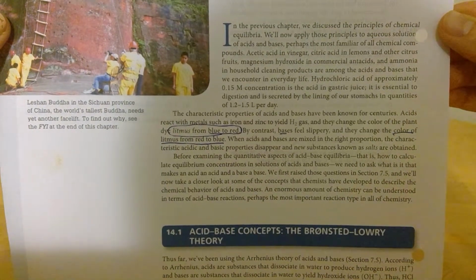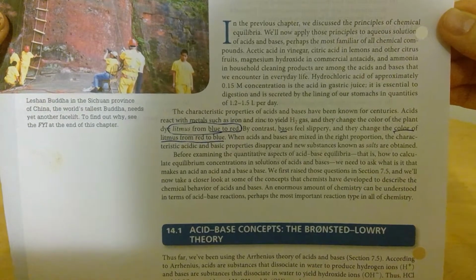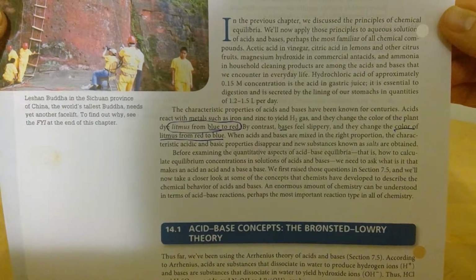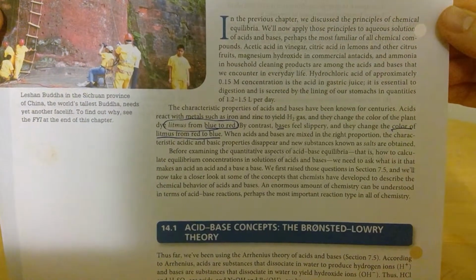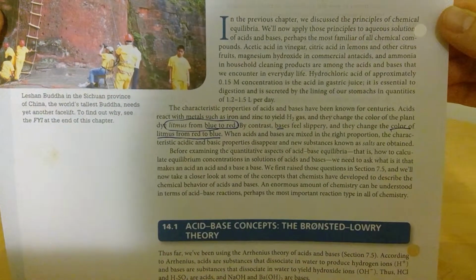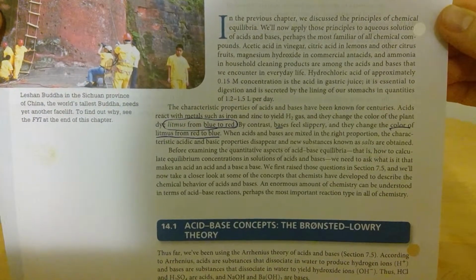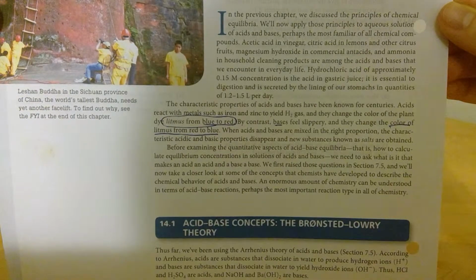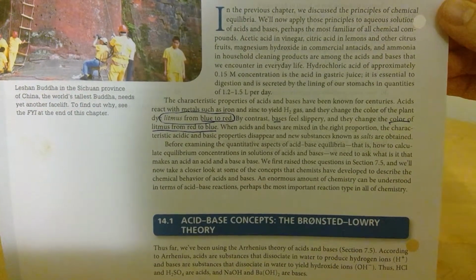The characteristic properties of acids and bases have been known for centuries. Acids react with metals such as iron and zinc to yield H2 gas, and they change the color of the plant dye litmus from blue to red. By contrast, bases feel slippery, and they change the color of litmus from red to blue. When acids and bases are mixed in the right proportion, the characteristic acidic and basic properties disappear, and new substances known as salts are obtained.